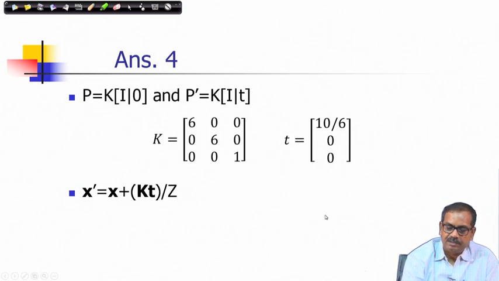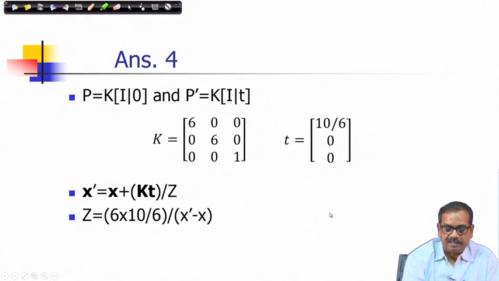So, x prime is equal to x plus k t by z, and so z equals 6 into 10 by 6 divided by x prime minus x. That is what we will get from this expression, which is equal to 3.